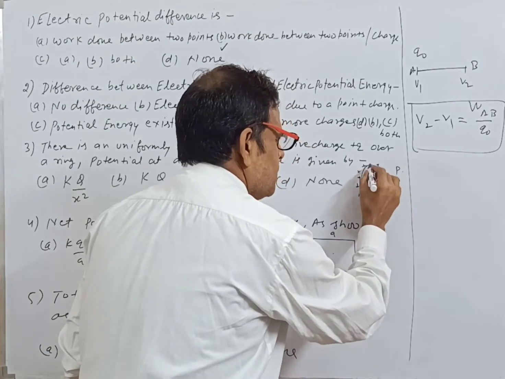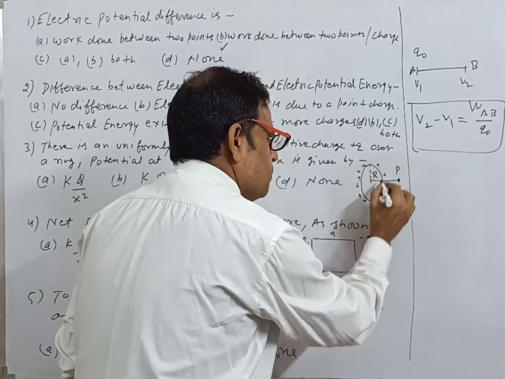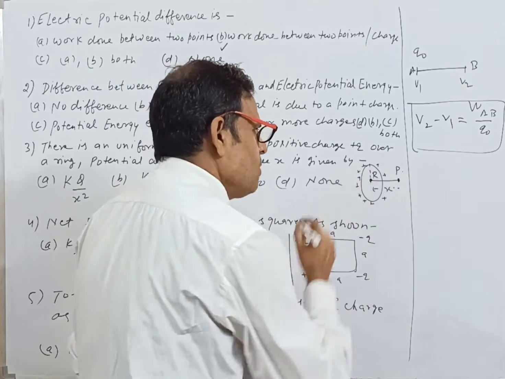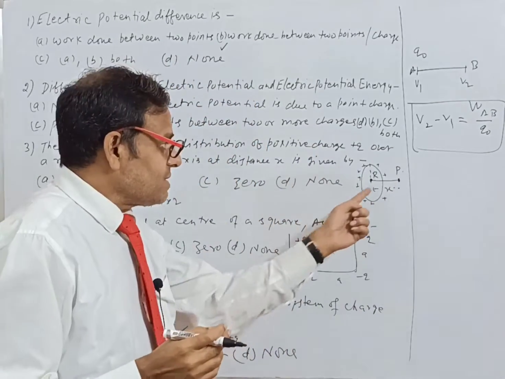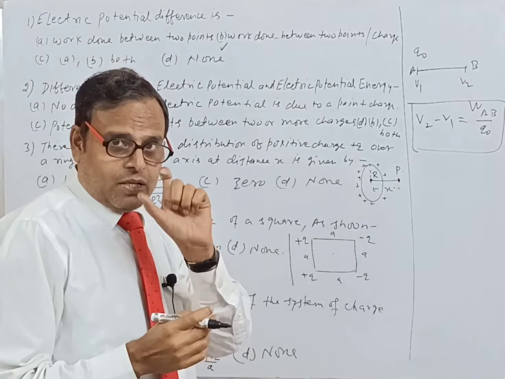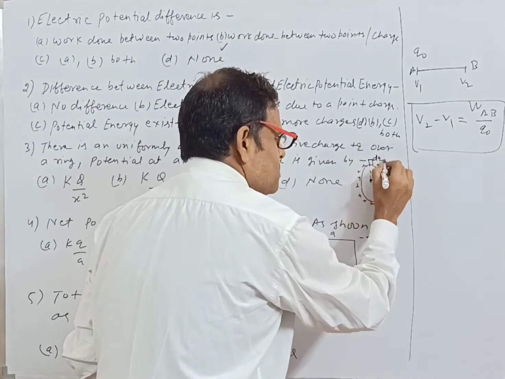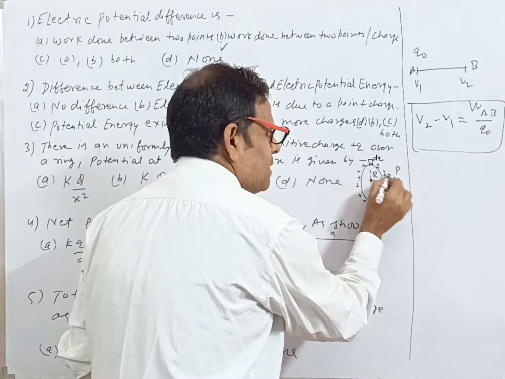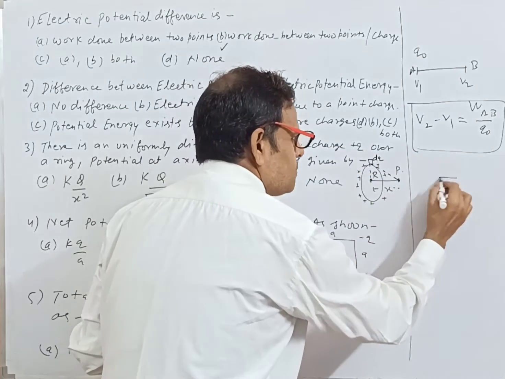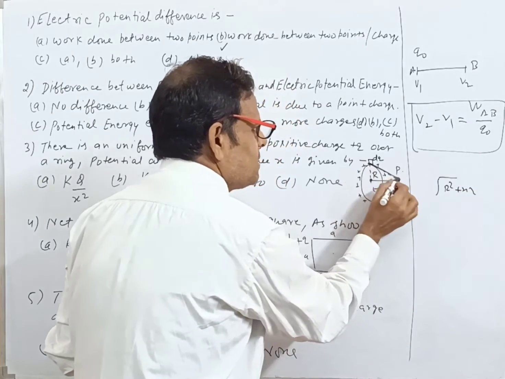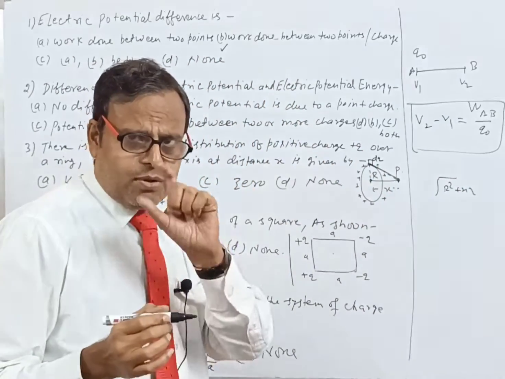The answer is, since this is the uniform distribution of charges, you cannot assume all the charges as a point charge here. You have to think that a small dq charge, that is a point charge here, is at a distance of under root r square plus x square, because this is the distance of the point P from the point charge dq.